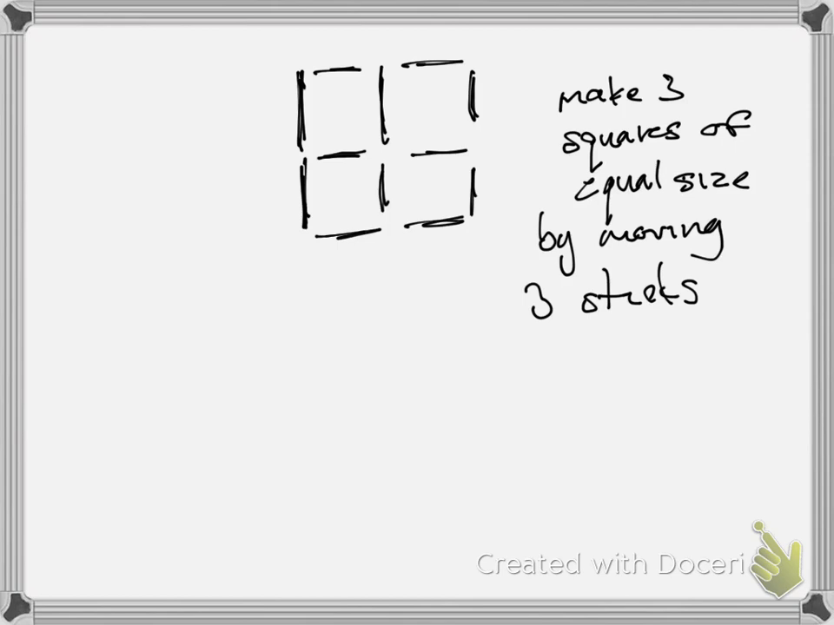Okay, matchstick problem. I've got 1, 2, 3, 4, 5, 6, 7, 8, 9, 10, 11, 12 matchsticks, making up 4 squares. And I want you to make 3 squares of equal size by moving 3 sticks. Exactly 3 squares, moving exactly 3 sticks. Stop this if you want to think about it yourself.